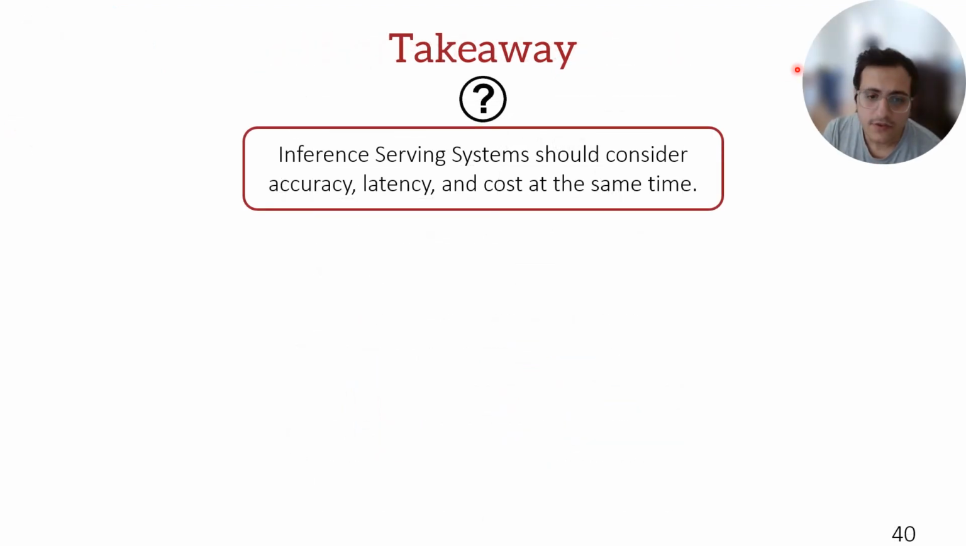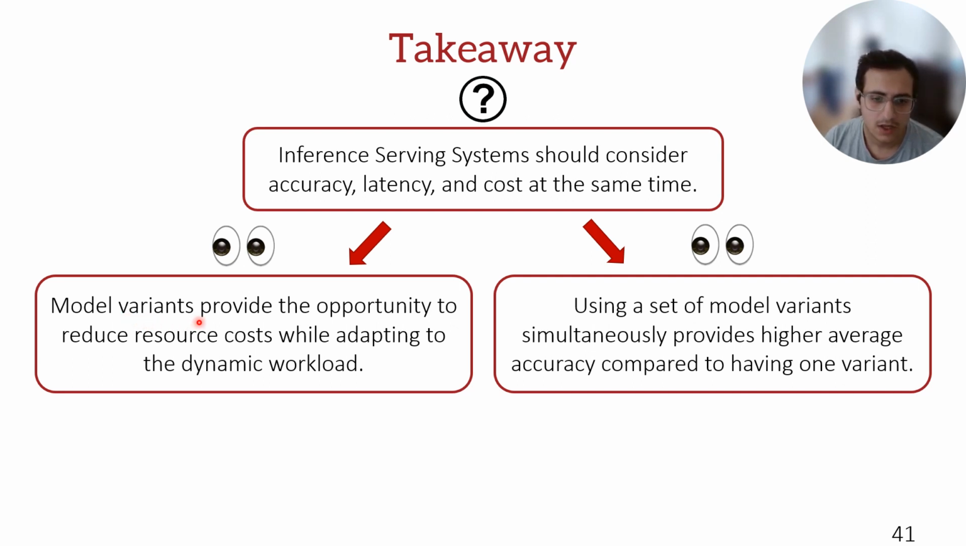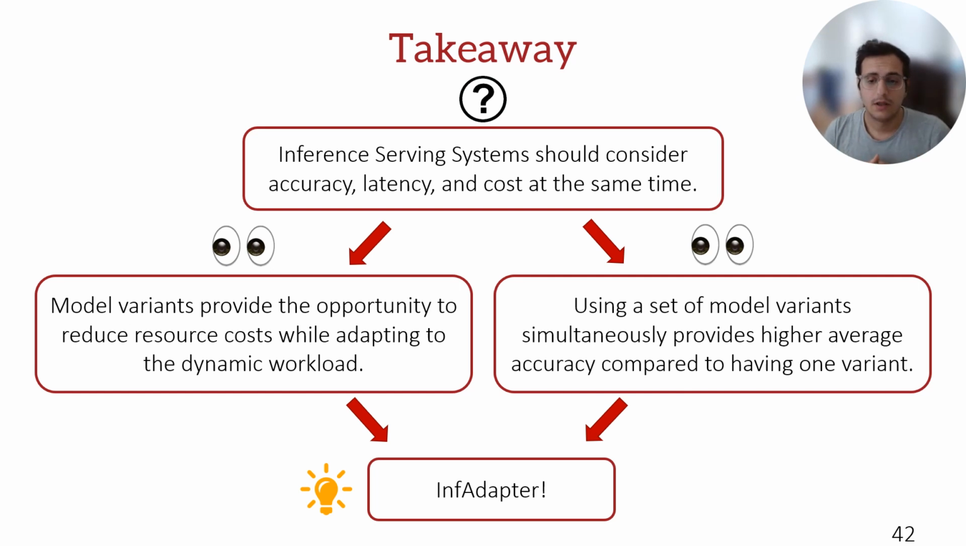Now, inference serving systems should consider accuracy, latency, and cost at the same time. Also, model variants provide the opportunity to reduce the resource cost while adapting to the dynamic workload. Also, using a set of model variants simultaneously provides higher average accuracy compared to having one variant. InfAdapter uses these opportunities to achieve higher accuracy and lower cost, and at the same time meets the SLOs.